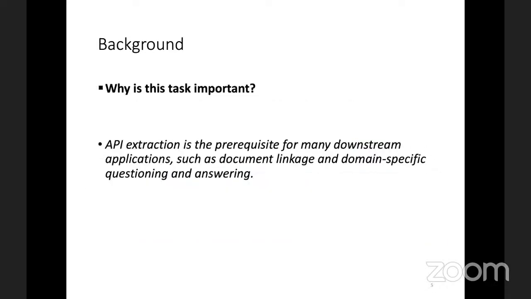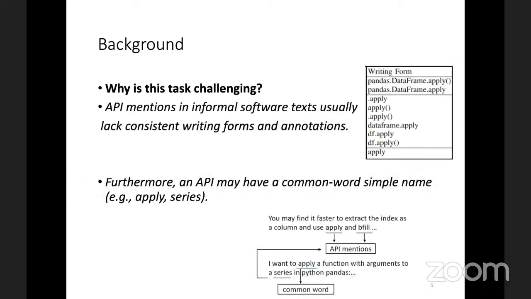And why is this task important? API extraction is actually the prerequisite for many downstream applications, such as document linkage and domain-specific question answering. And why is this task challenging? Firstly, API mentions in informal software text usually have inconsistent writing forms and annotations. In the following example, we can see apply is a function in the pandas library, but it has many different writing forms.